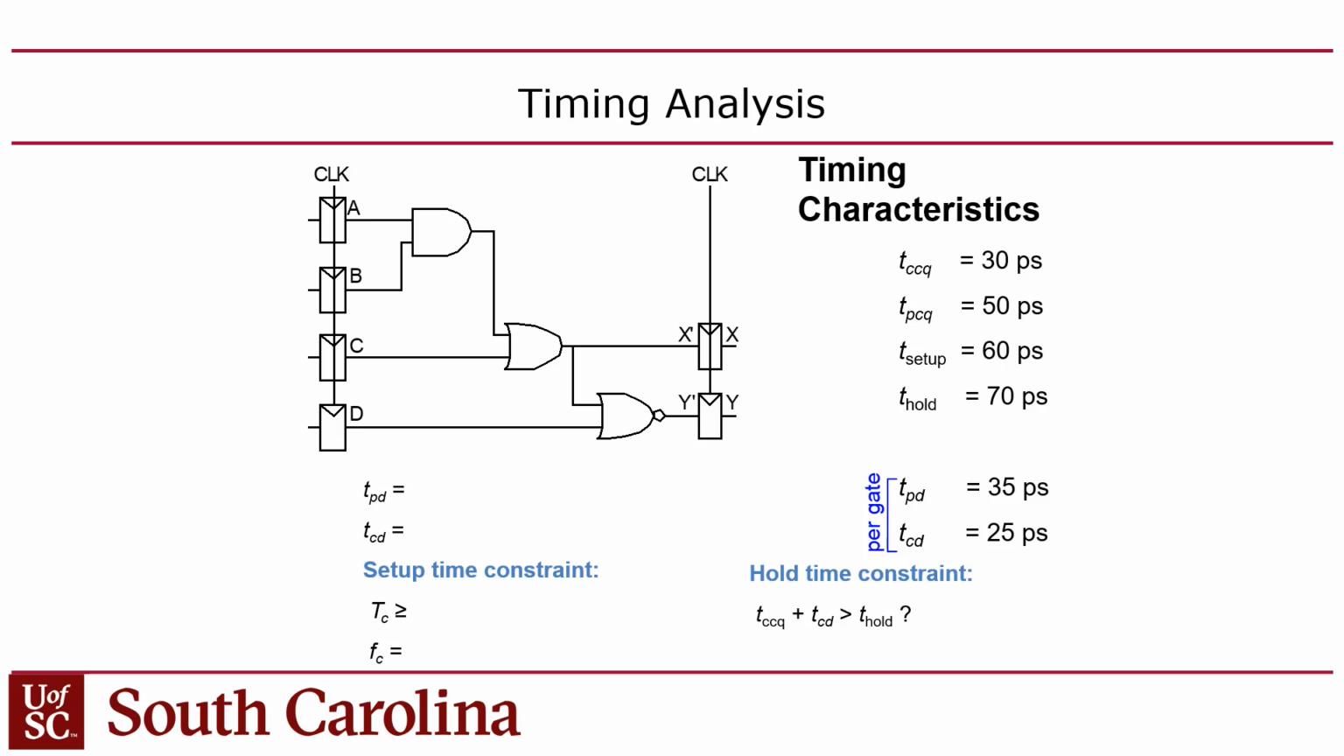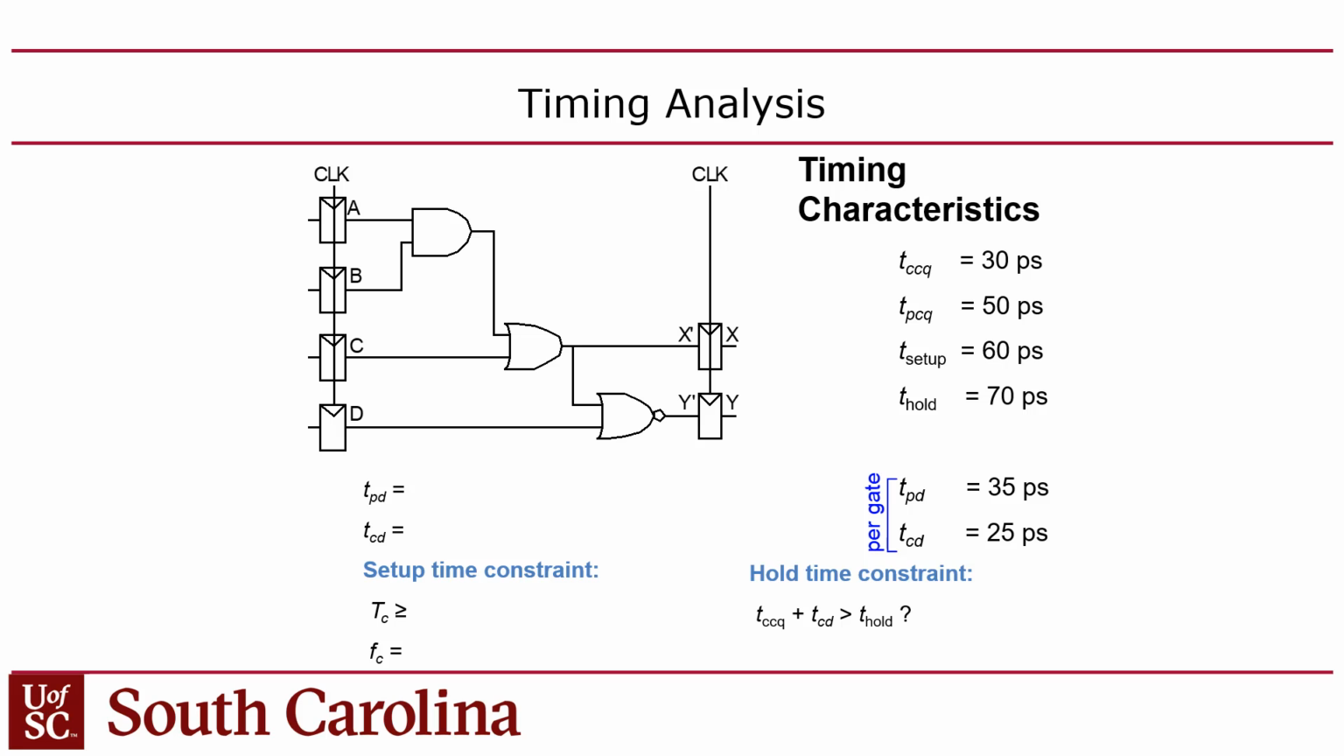So let's say that the contamination and propagation delay of the flip-flops, which are these two terms, are 30 and 50 picoseconds. The setup and the hold time is 60 and 70 picoseconds. And then we have a per gate propagation and contamination, 35 and 25. Now in this case, we're assuming that all the gates have the same propagation and contamination, which is usually not the case, but we're doing that just to simplify this problem, right?